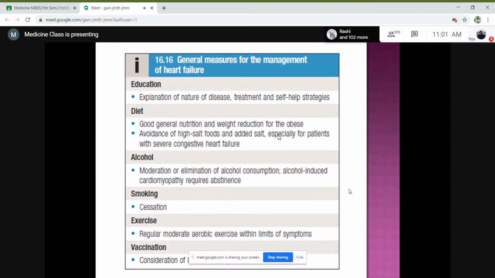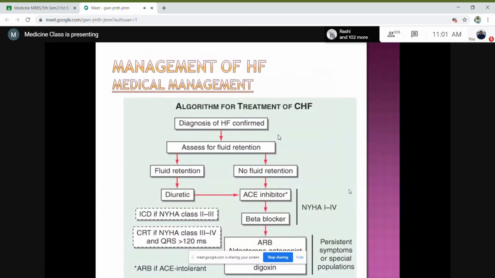Okay, so now we'll be going to the medical management. This is the algorithm for the treatment of congestive heart failure. First of all, you diagnose heart failure. Then the second step is to assess for fluid retention, whether the patient has fluid retention or not. You look for dependent edema, which may be pedal edema or sacral edema. You look for the presence of ascites. You look at the raised JVP.